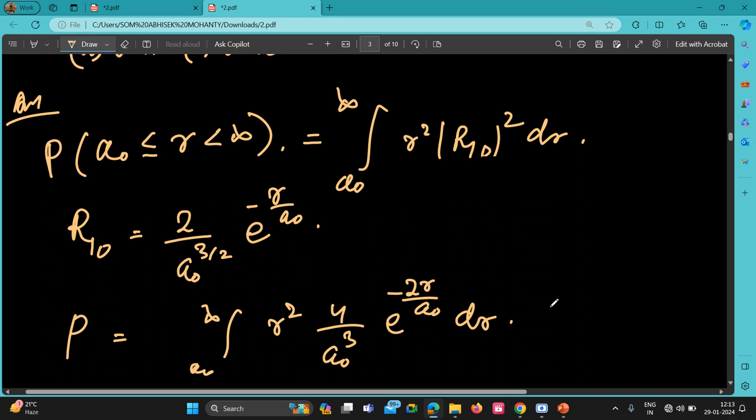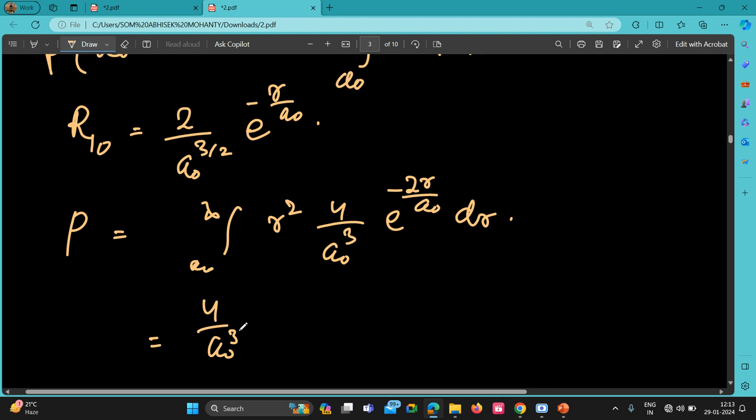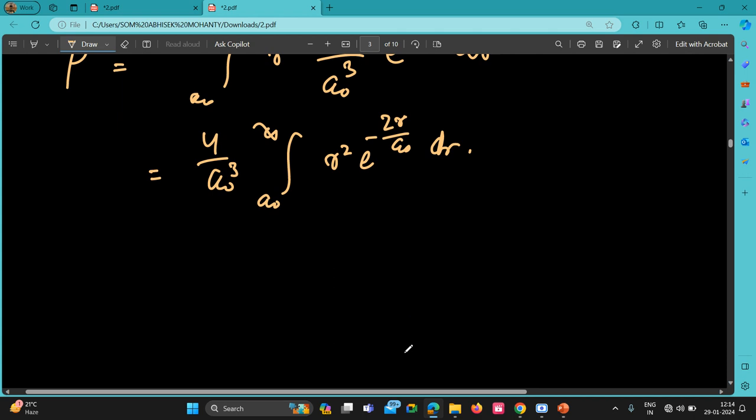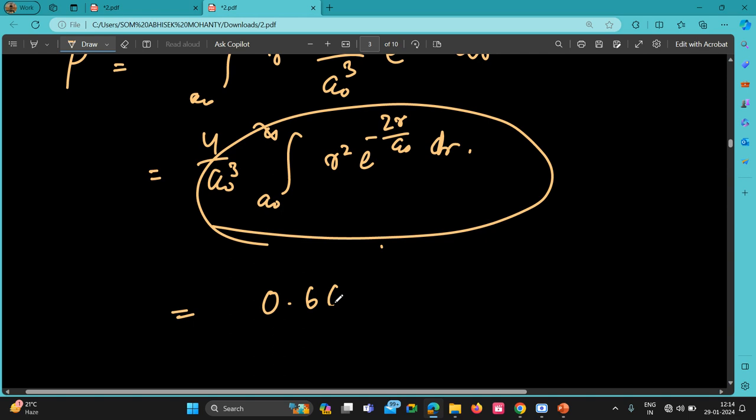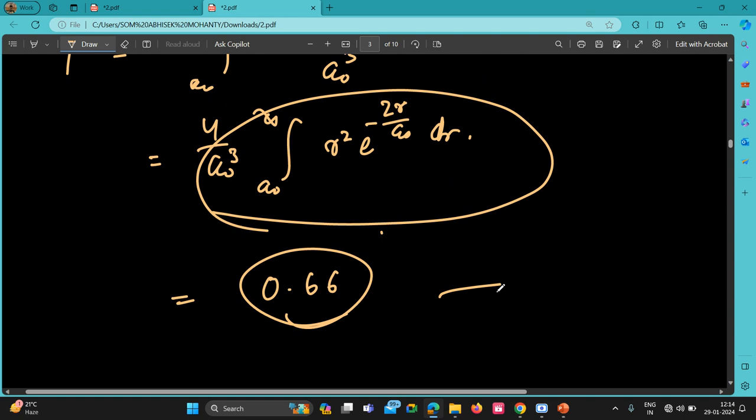So 4 by a naught cube goes outside, integral from a naught to infinity of r square e to the power minus 2 r by a naught dr. So the answer for this integration will be, this whole thing you have to remember, this 0.66. There is no other way. If you try to solve it, it will take a long time, so better remember this value.